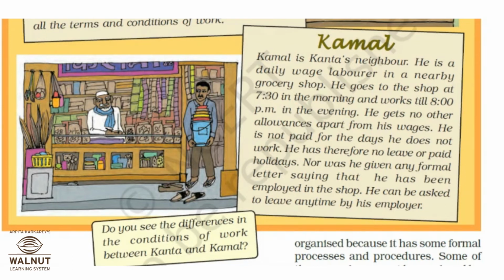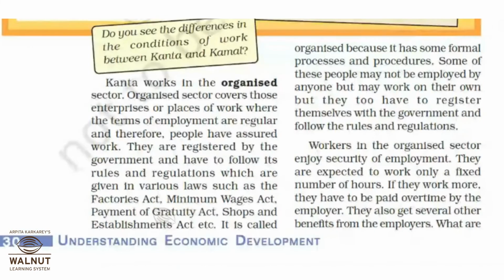So see the insecurity, the working hours, the allowances are not given, no facilities are given to him, no provident fund, no medical facilities, no weekly off. Okay. So these are the features of the unorganized sector. Getting it? So Kanta works in the organized sector.